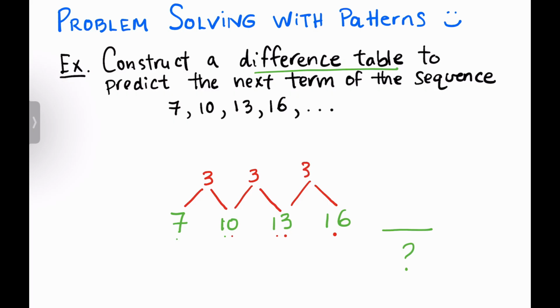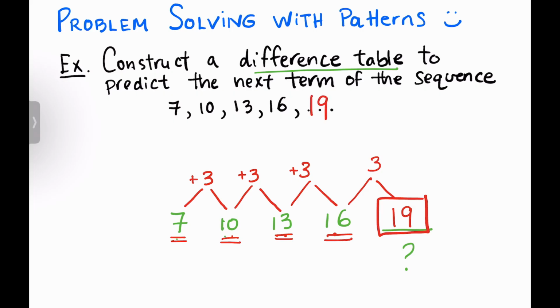So it seems like all I'm really doing in this sequence is I start with 7. We add 3 to get 10. We add 3 to get 13. We add 3 to get 16, etc. So the next term can be gotten by just adding 3. So the next term appears to be 19. Okay, and so that would be our final answer, 19.